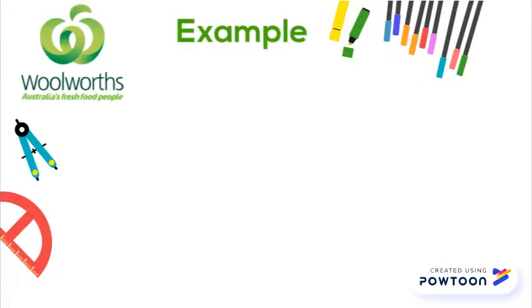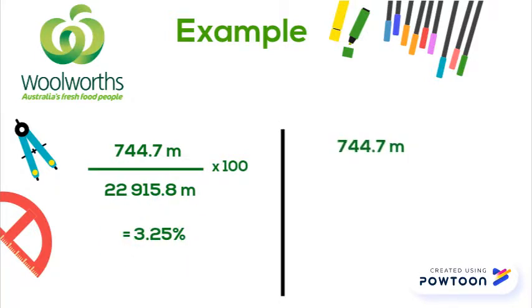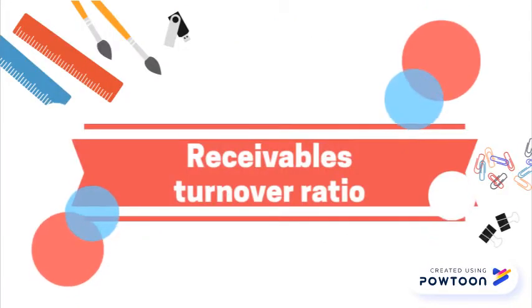If you apply this to Woolworths, the accounts receivable balance of 744.7 is divided by total assets of 22,915.8 million. This gives you 3.25%. For the income statement, the same accounts receivable balance is instead divided by total revenue of 55,475 million, totaling 1.34%.